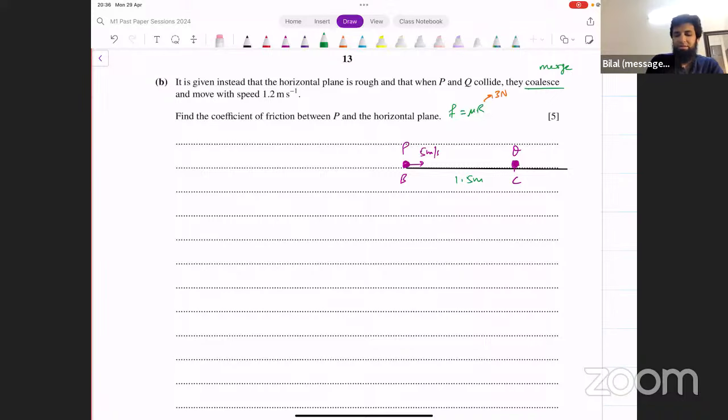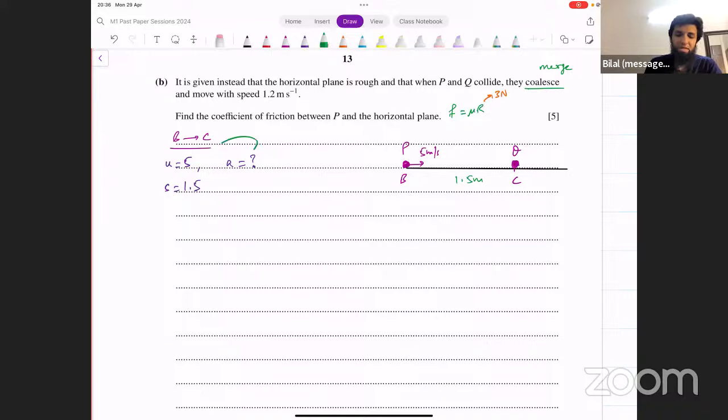Okay, now let's think about this. What's happening from the point B to C now in this second part? What information do we have? We have initial velocity, that is 5 meters per second. We've got displacement. Displacement is 1.5. And that's it. That's all the information that we have. Since we want to find friction, we want to somehow find acceleration, right? Because when we have acceleration, we can use resultant force equals mass into acceleration to find the missing force, which is friction.